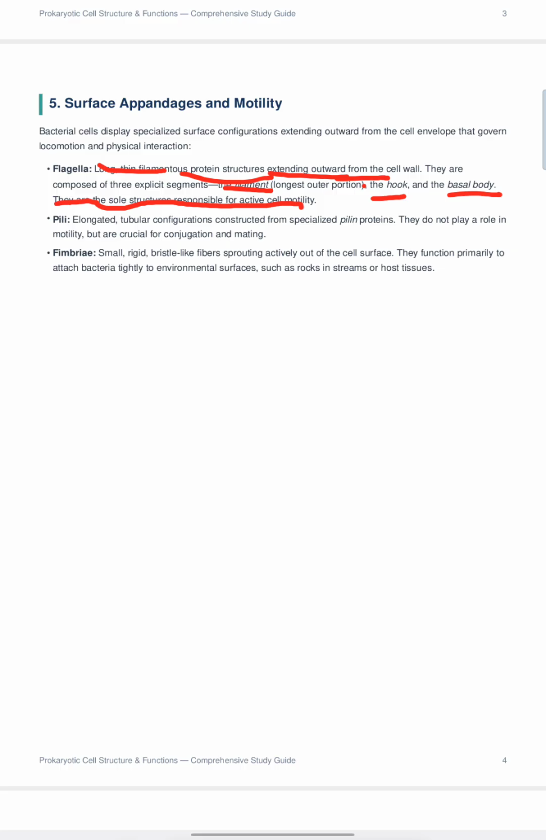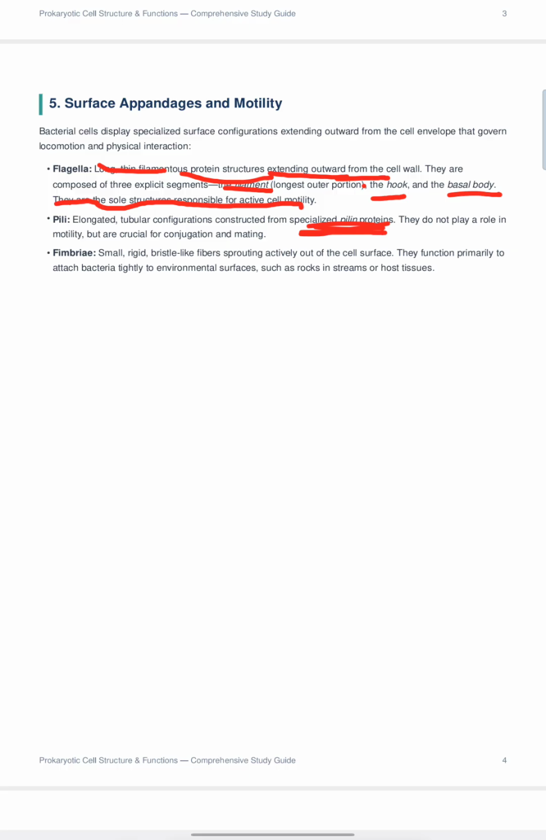Pili. Pili are elongated tubular configurations constructed from a specialized protein, that is pilin protein. They do not play a role in motility but are crucial for conjugation and mating. It is a long tubular structure that helps in the transfer of DNA from one bacterium to another bacterium.